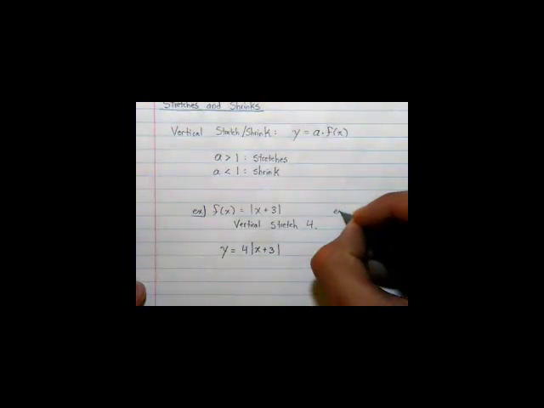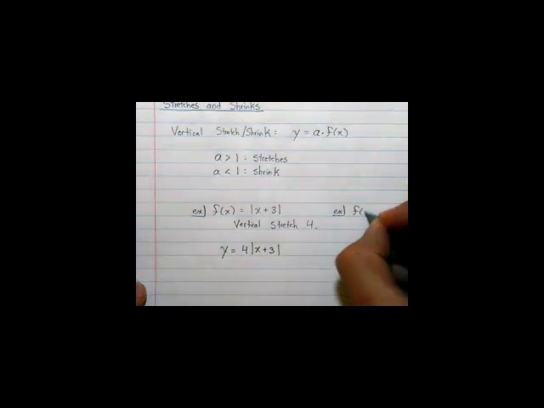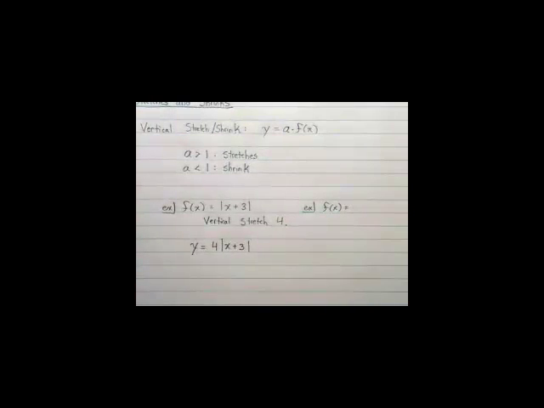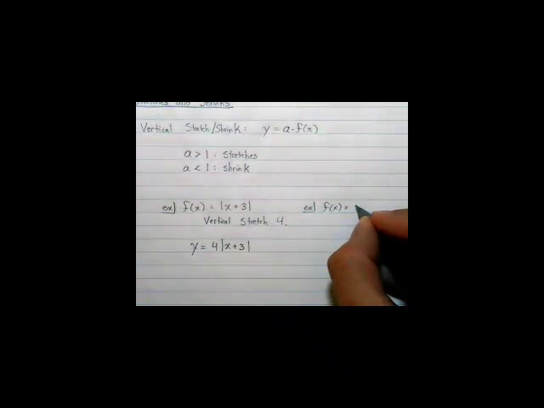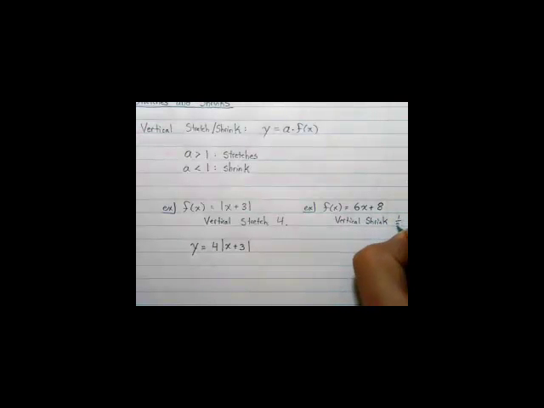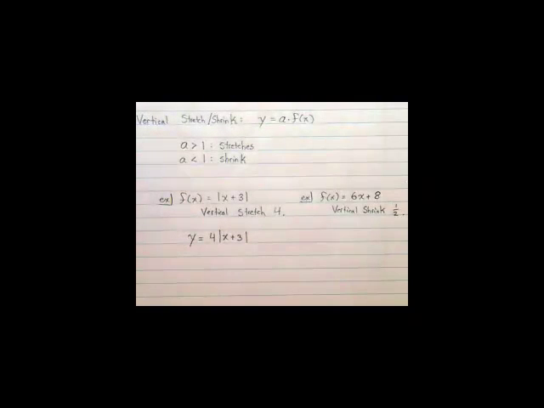If I wanted to make it shrink, let's try a linear one this time. So maybe 6x plus 8, and I want a vertical shrink by 1/2. That's how you write those out. If it's a stretch, it's going to be a whole number. If it's a shrink, it's going to need to be some kind of little fraction, because it's got to be something less than 1. The same basic idea, though.